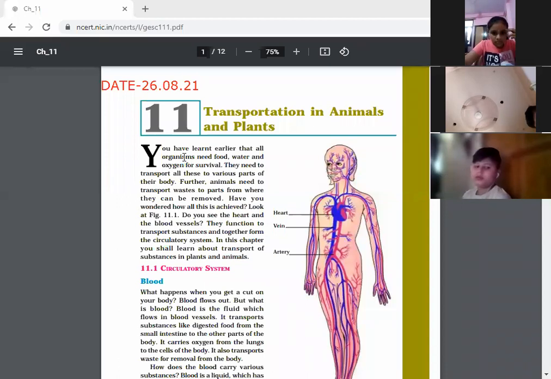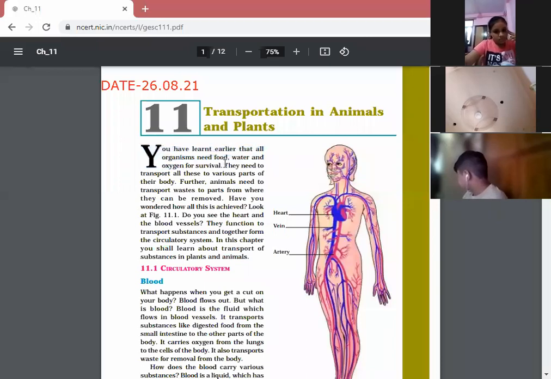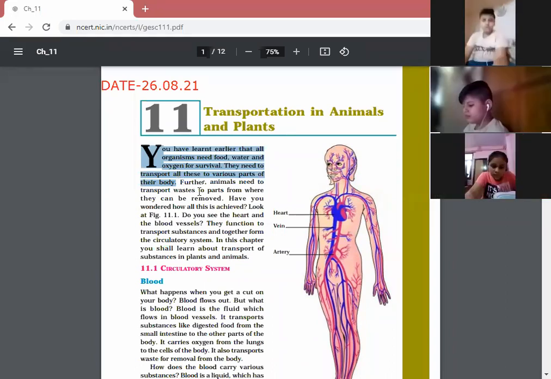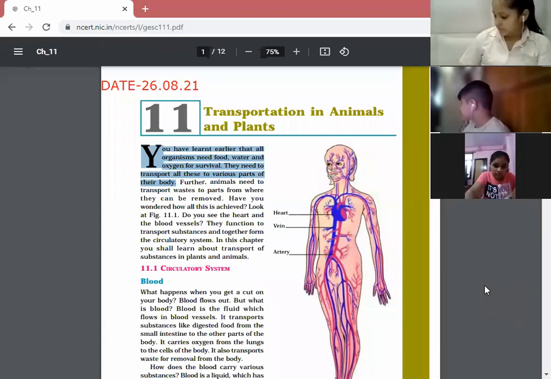So what do we need to transport? See, we need to transport food, water, and oxygen for survival. Kindly underline, these things are to be transported. And the waste should be transported and thrown out of the body. All this work is done by the circulatory system.